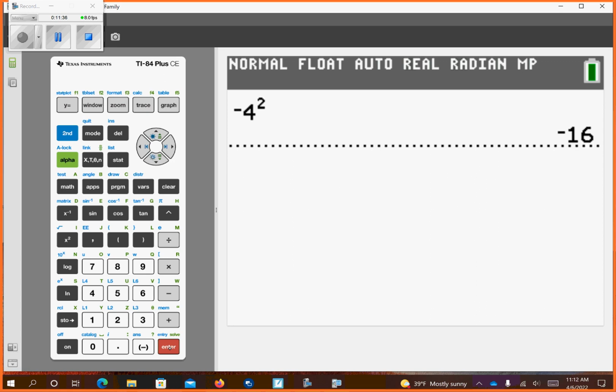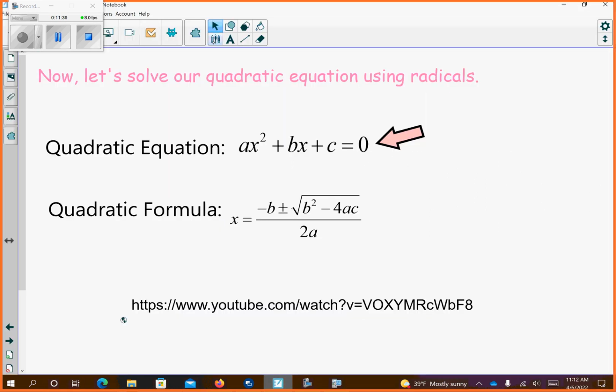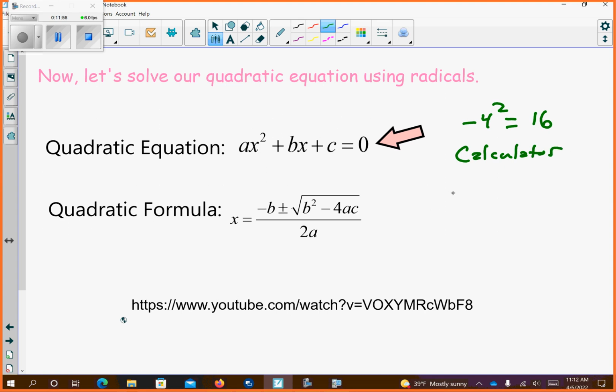So this is what the calculator sees. We know that -4 squared is equal to 16, there's no doubt. But this is what the calculator thinks is happening. It thinks you're doing -1 times 4 squared, which would be -1 times 16, which is -16. That's what the calculator is doing. So you're never going to discover some number that you square that comes out to a negative number. It's not going to happen.